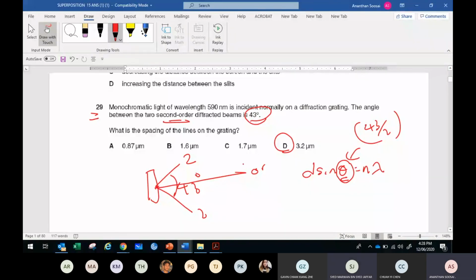Do you get D? Okay, so how much is d? Where is d? d is not given. For monochromatic light normally incident on a diffraction grating, the two second orders are 43 degrees apart. What is the spacing of the lines? So we are looking for d. d sine of 43 divided by 2, n is 2, and lambda is 590 times 10 to the power of -9. I want to change to meter, so I get d in meters. Then you change back to micrometers, times 10 to the power of -6. So you should get the answer.